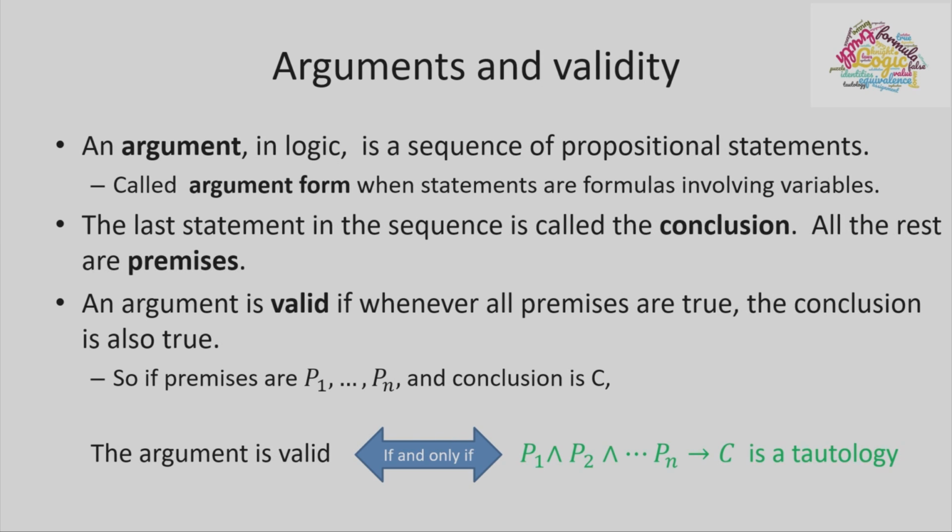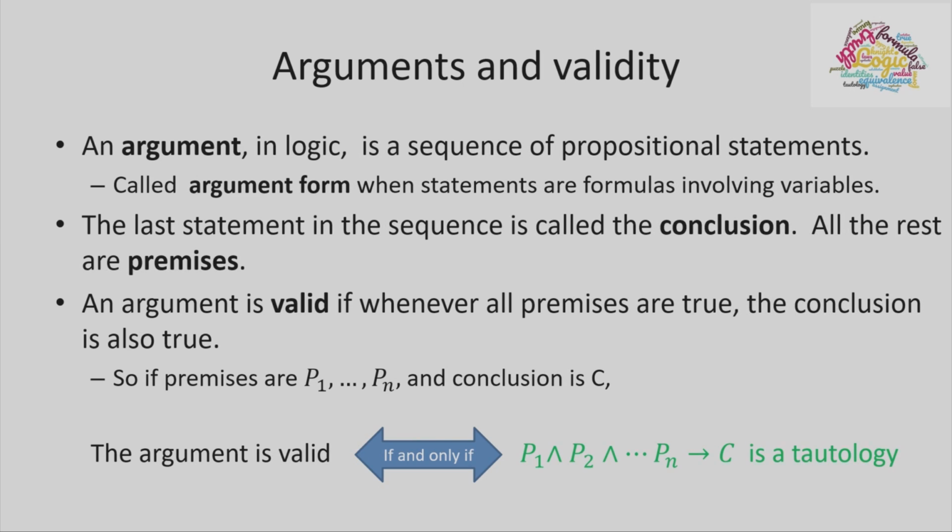So here's how you would say it. If you have premises P1 and so on and so forth, we had 5 of them in the treasure hunt puzzle, and you have a conclusion called C, like the treasure is under the flagpole, then the argument is valid if and only if, that's the definition of being valid, the sentence that says the first thing and second and all of them are true, and all premises are true, implies that the conclusion is true. This sentence is a tautology.